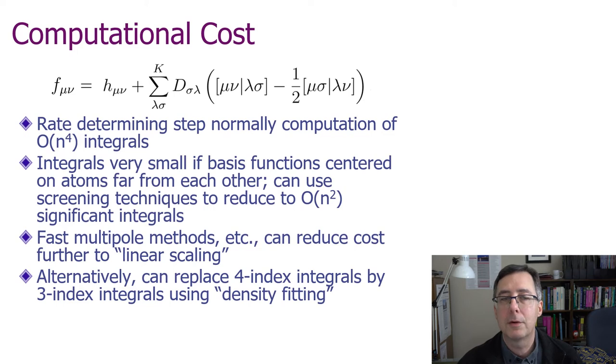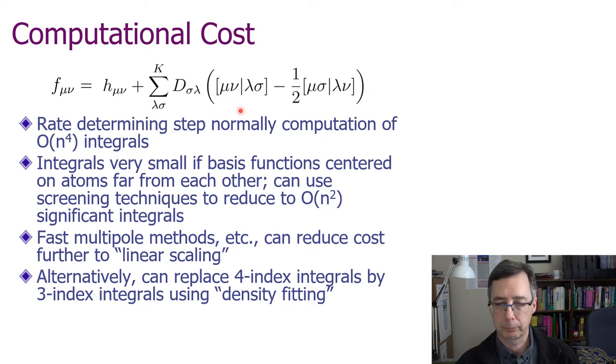This is the rate determining step of Hartree-Fock theory, is computing these two electron integrals and then multiplying them by D to form the Fock matrix. Normally this computation of these two electron integrals can be rate determining unless you are very, very clever about it and then take some precautions, in which case you might shift the cost somewhere else. But in a naive implementation, this is very costly to compute.